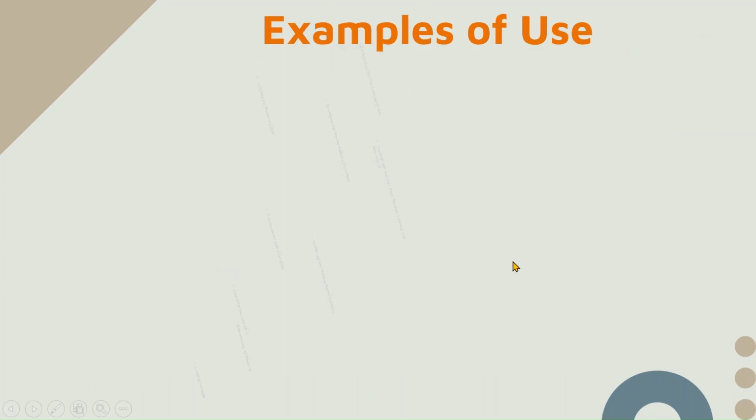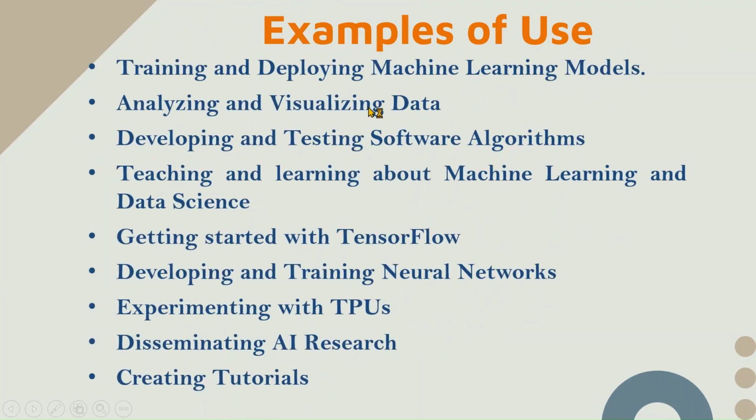Now, examples of use where we can use it. We can use it in training and deploying machine learning models, then analyzing and visualizing data. So for data analysis and graph generation, developing and testing software algorithms, teaching and learning about machine learning and data science, getting started with TensorFlow, where you can go to deep learning applications, developing and training neural networks, experimenting with tensor processing units, where high-end computational power is required, you can use that, and disseminating AI research and creating tutorials.